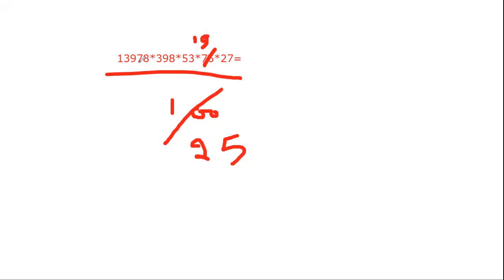So when I divide 78 by 25, I get closer to the number 75. 25 3s are 75. So I'm reaching nearby 75, and I can say the remainder is going to be plus 3 in this.